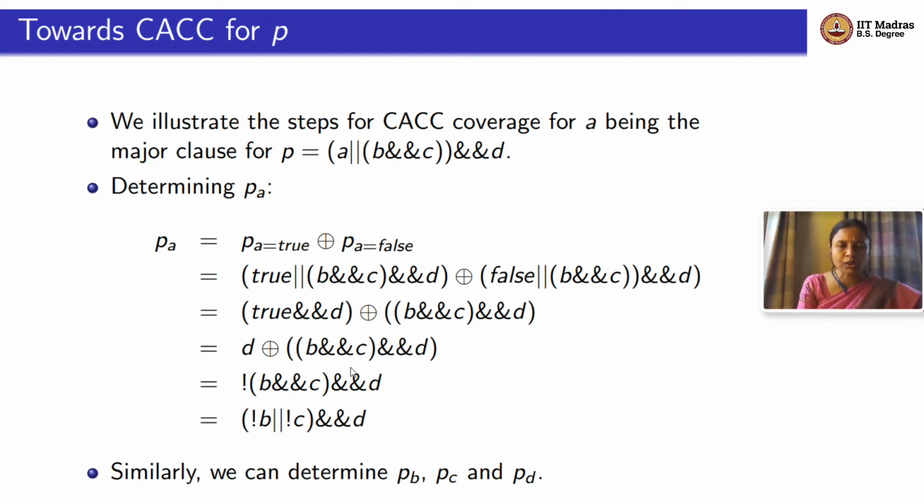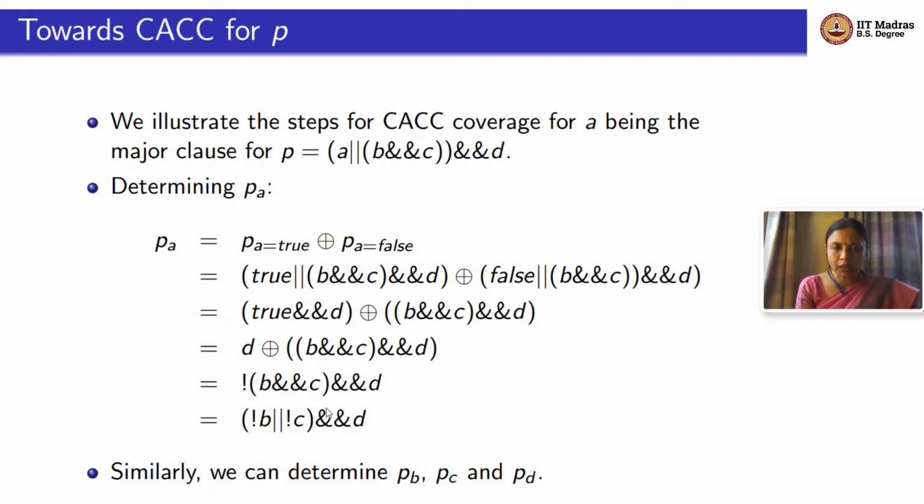As long as you can write the truth table, assign true, false values, you need not get it to the most simplified form. So the conditions under which, if A is the major clause, A will determine the predicate P is not B or not C and D. Similarly, we can determine conditions under which B will be the major clause, PB, PC and PD, which would be C being the major clause and D being the major clause.